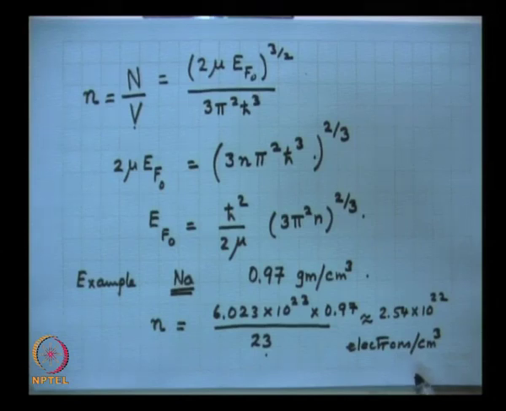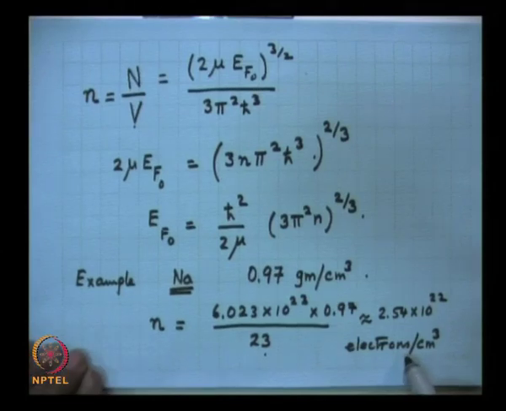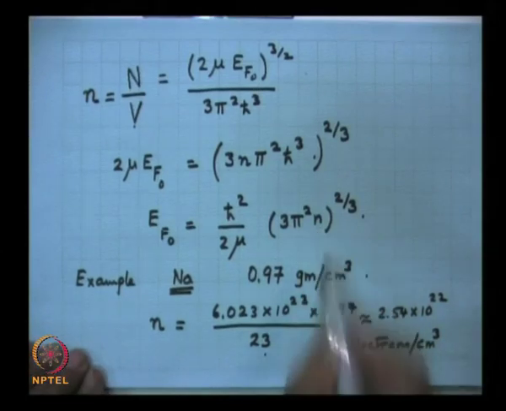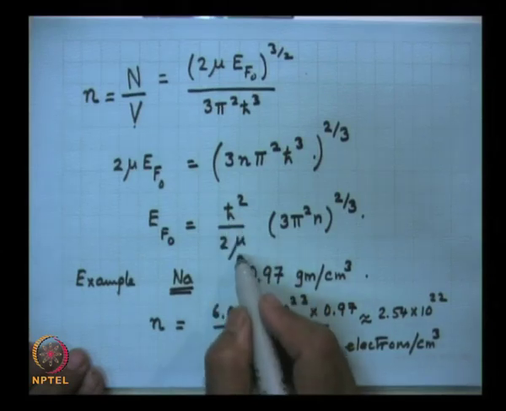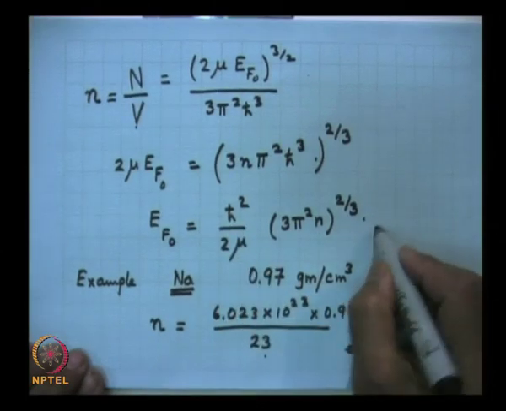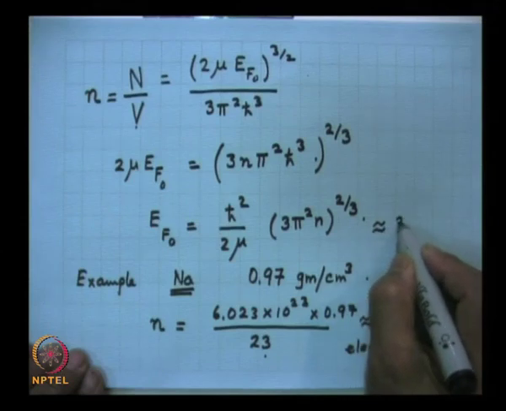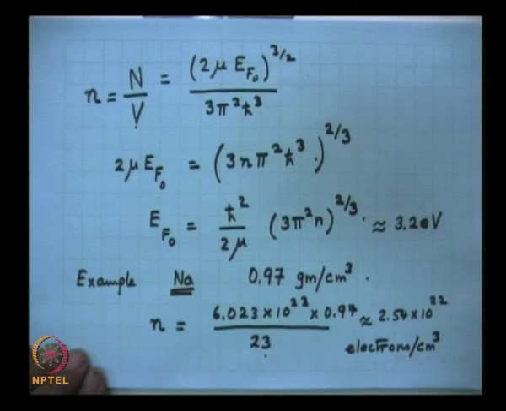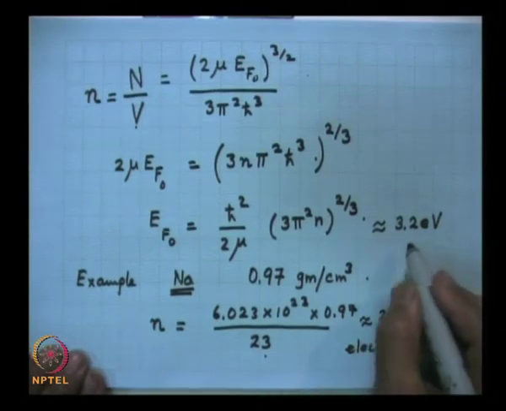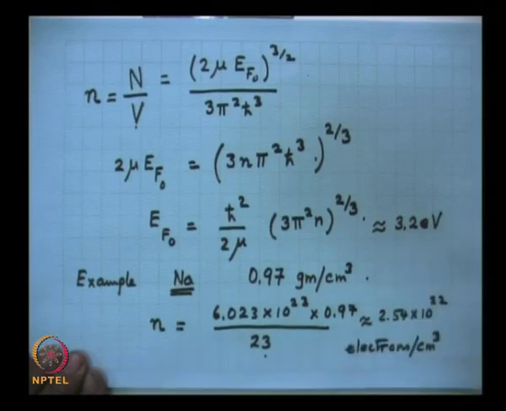Now, if you substitute this number in this expression, and you know the value of h cross, you know the value of mass. So, this comes out and you transform into electron volts, this will come out to be 3.2 electron volts. So, this is the Fermi energy at absolute 0.